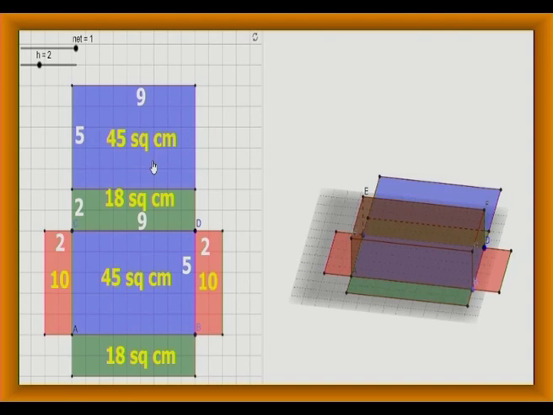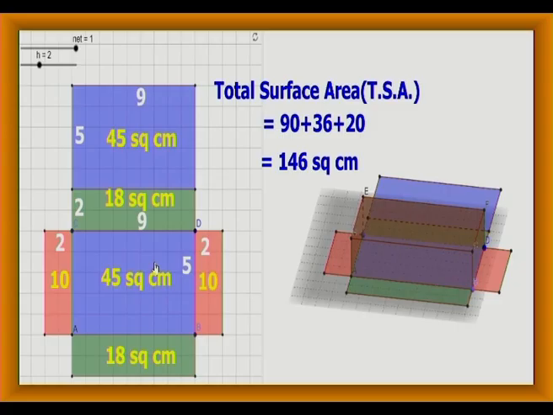Now, further we can observe that the 2 base areas are to be added for getting total surface area, and for each base the dimensions are 9 units and 5 units. So, each base area is 45 square centimeter, and of course, the 2 bases are equal in area. So, for total surface area we can say lateral surface area plus sum of areas of 2 bases, or even we can say it is sum of areas of all the 6 faces.